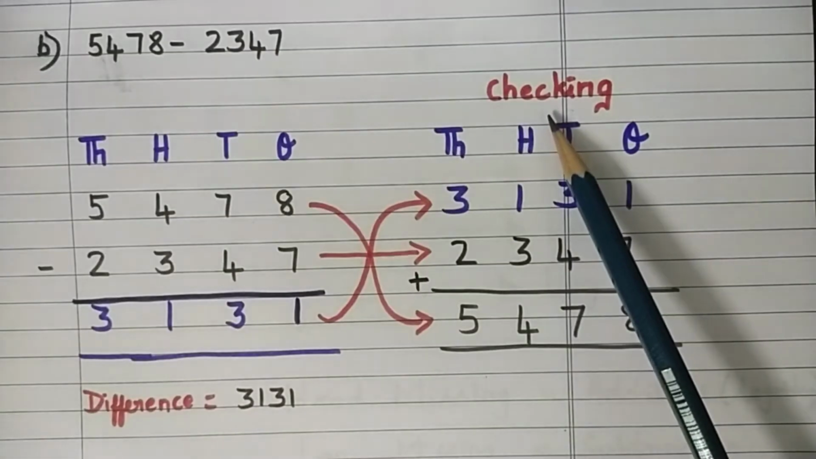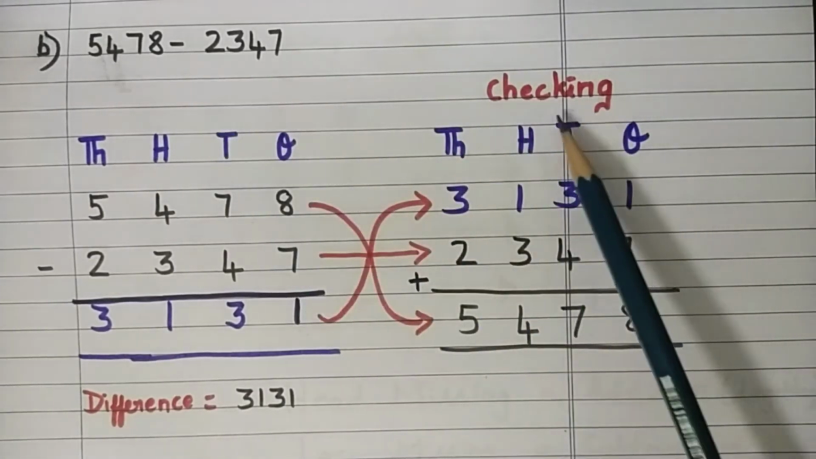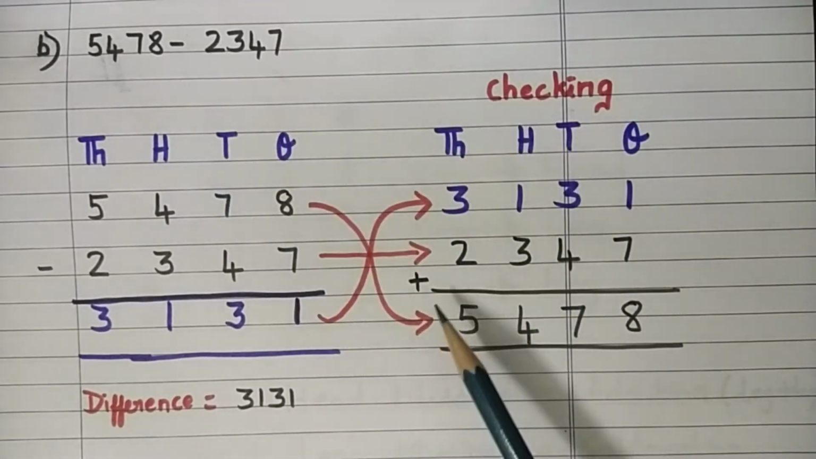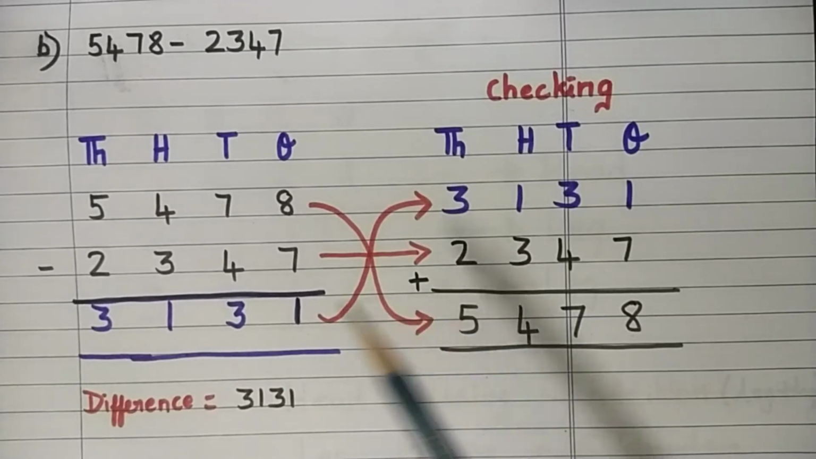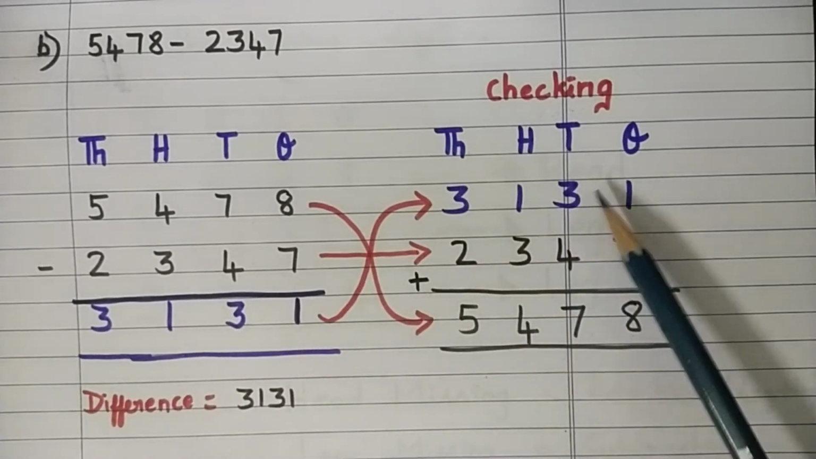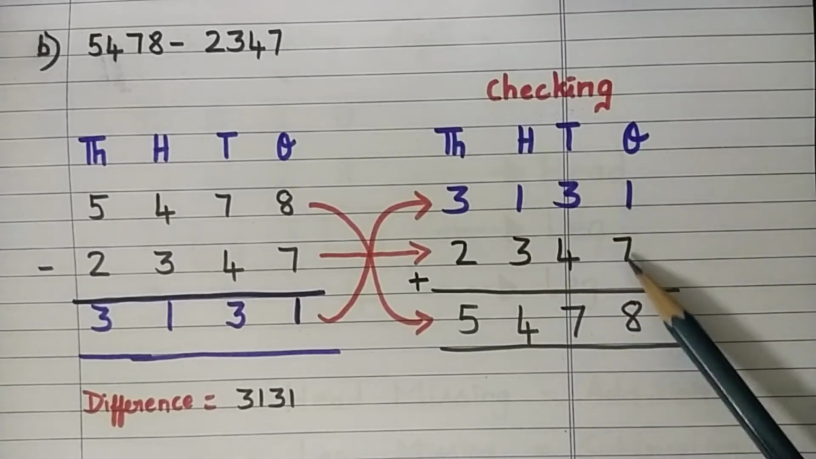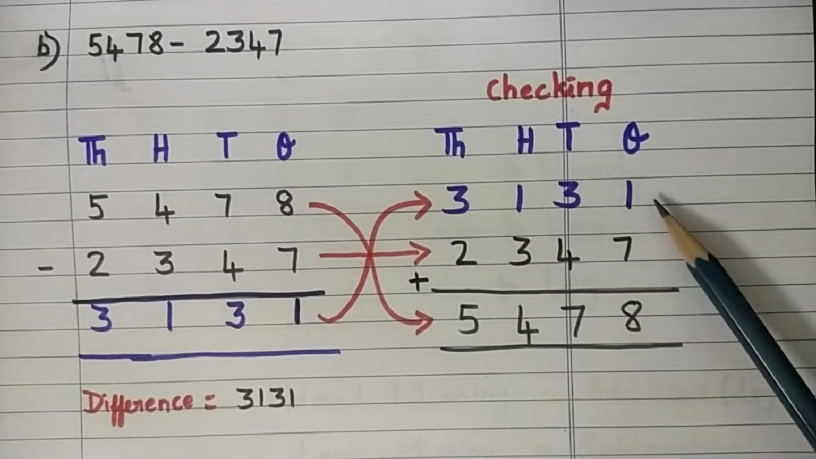Now we are going to learn how to do a checking for a subtraction. Checking for a subtraction can be done with the addition method. Okay, children, first step, you have to write the difference as the first addend and the subtrahend as the second addend, and then add both addend 1 and addend 2.